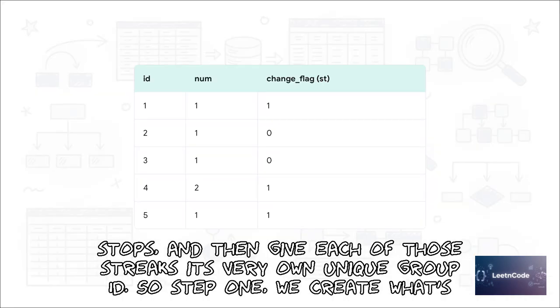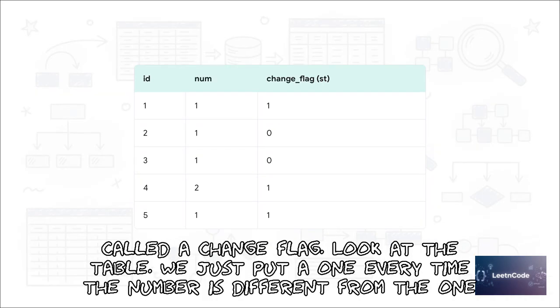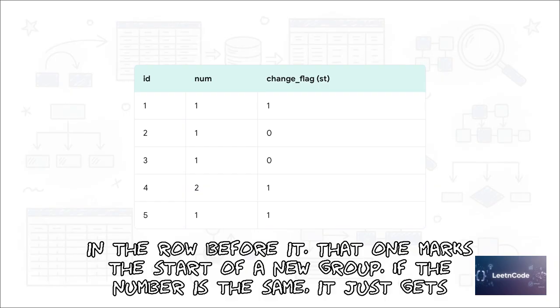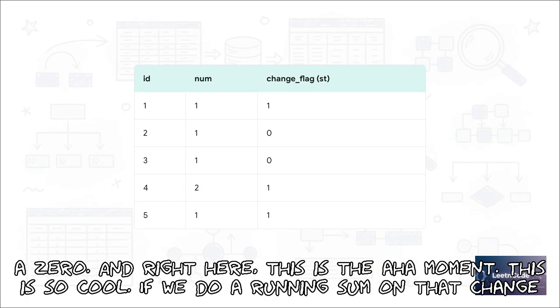So step 1, we create what's called a change flag. Look at the table. We just put a 1 every time the number is different from the one in the row before it. That 1 marks the start of a new group. If the number's the same, it just gets a 0.